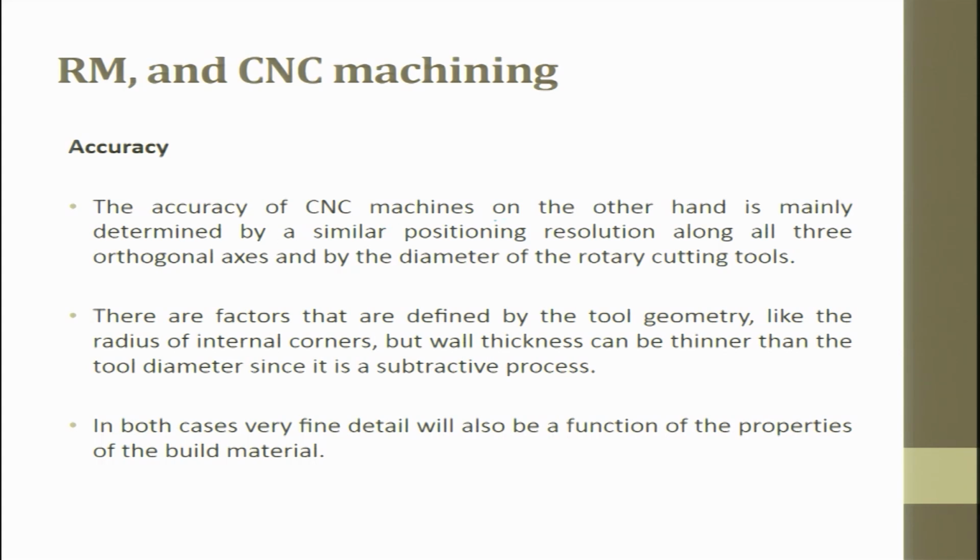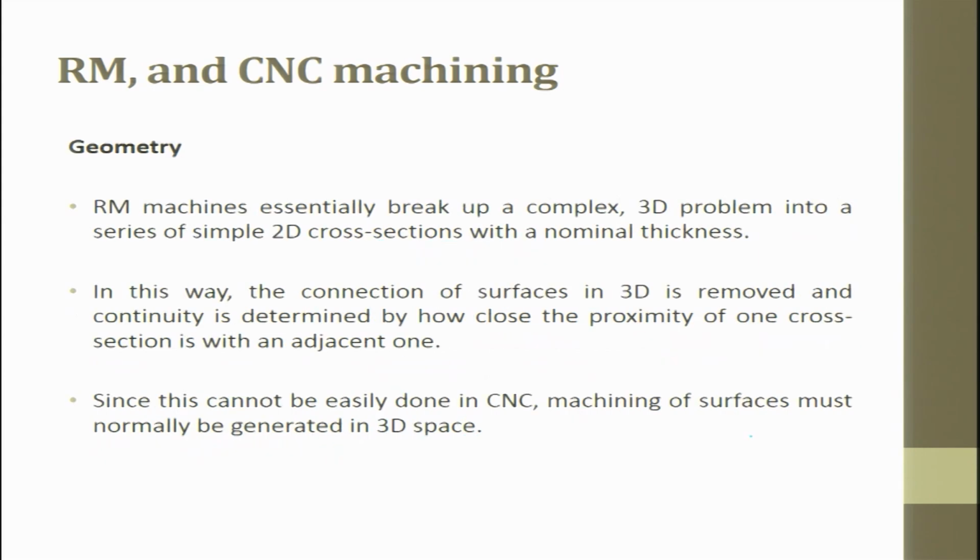The accuracy of a CNC machine, on the other hand, is normally determined by similar positioning resolutions along all three orthogonal axes and by the diameter of the rotational cutting tool. There are factors that are defined by the tool geometry, like the radius of the internal corner, but wall thickness can be thinner than the tool diameter since it is a subtractive process, but there it is not possible. Beam diameter, wall thickness, here you can have much smaller. In both cases, very fine details will always be a function of the property of the building material.